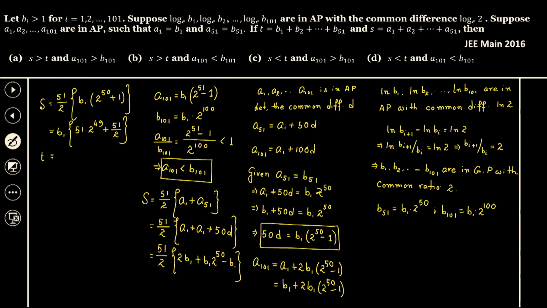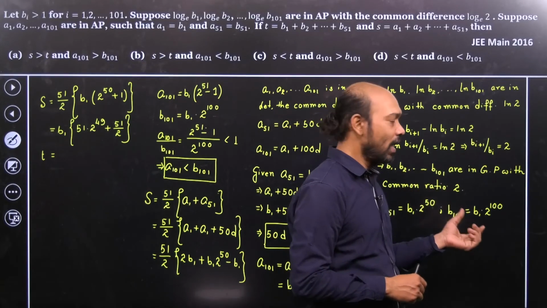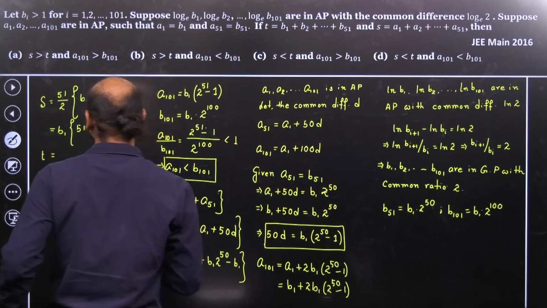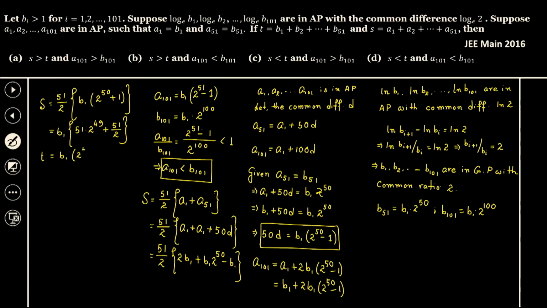If I go ahead and calculate T, what's T? T is actually the sum of the first 51 terms in the given GP series. Now in that GP series, if I use the formula for 51 terms, we get B1 multiplied by (2 to the power 51 minus 1) divided by (2 minus 1). That gives me T is equal to B1 (2 to the power 51 minus 1). That's it. So we calculated S and T.